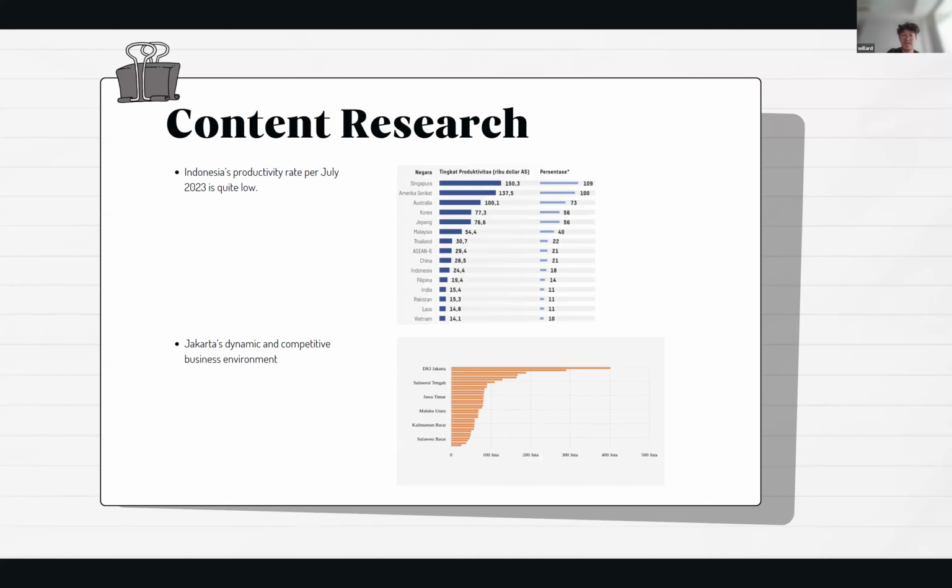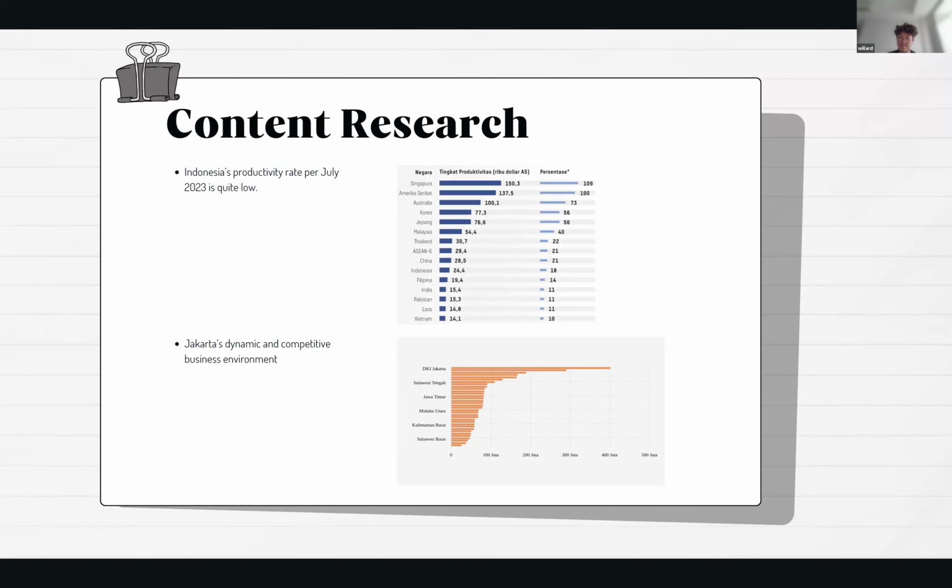So this is my content research. The first table is a productivity rate. Indonesia's productivity rate per July 2023 is quite low compared to our neighboring countries, Malaysia and Singapore, which are above 50%, whereas Indonesia is around 25.